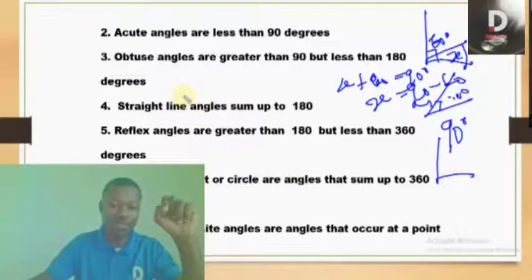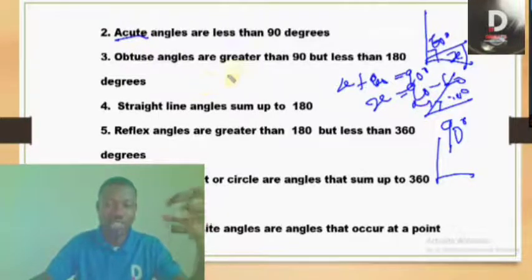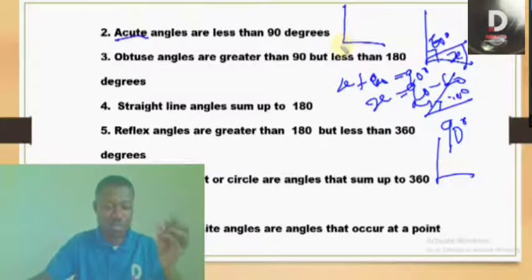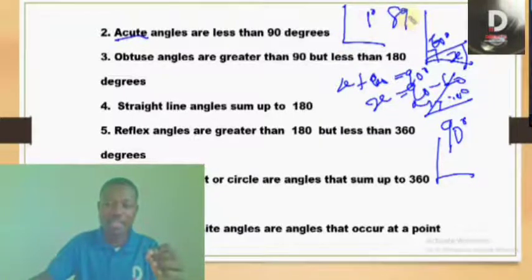Acute angle. The word acute means what? Small. Acute means small, to fit into something. So any angle that can fit into a right angle, or is less than 90 degrees, is an acute angle. So from 1 degree up to 89.9 degrees, right, are all acute angles, small.